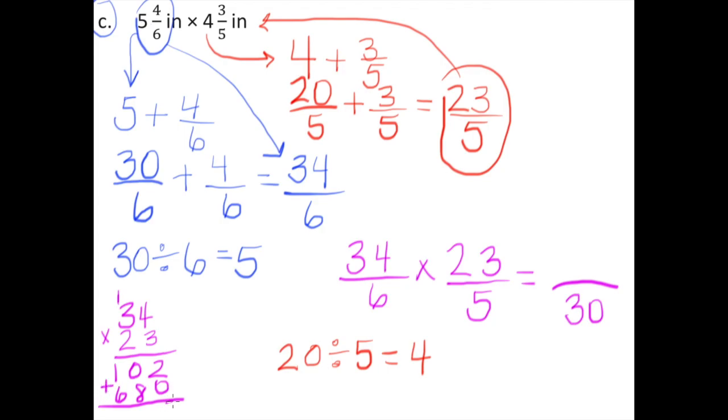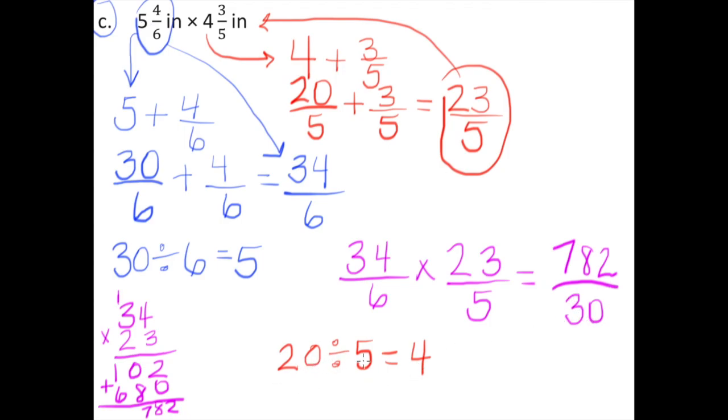We will end up with a 2, an 8, and a 7. I know this is not aligned. I just want to make sure you guys could see that addition. So we have 782/30ths. That is one improper fraction. How can we simplify this improper fraction?